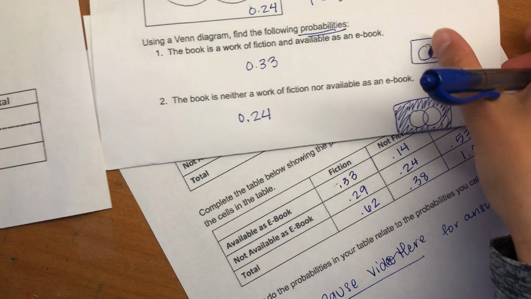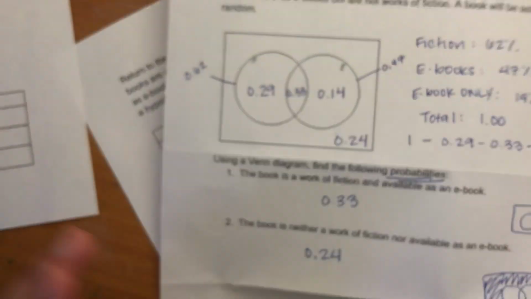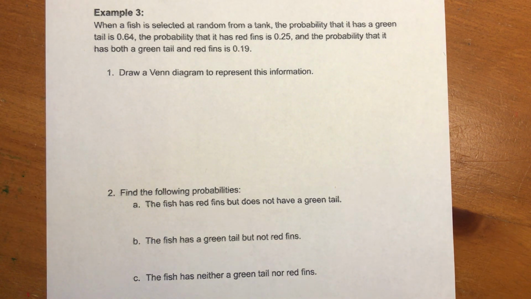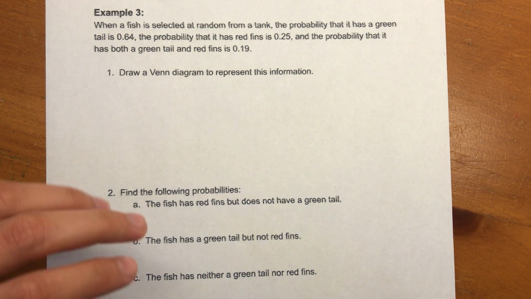Okay, so let's do our final example then. Example number 3. It says, when a fish is selected at random from a tank, the probability that it has a green tail is 0.64. The probability that it has red fins is 0.25. And the probability that it has both is 0.19. Draw a Venn diagram to represent this information.